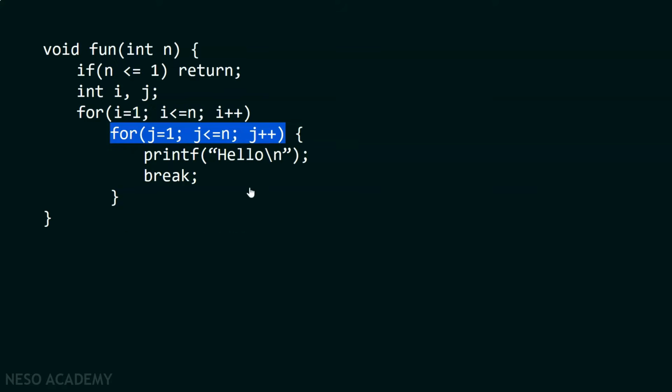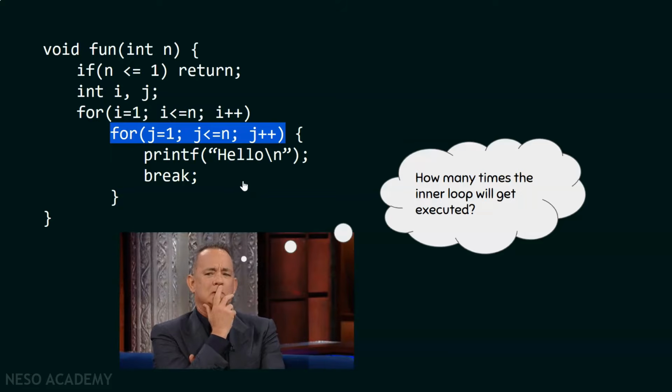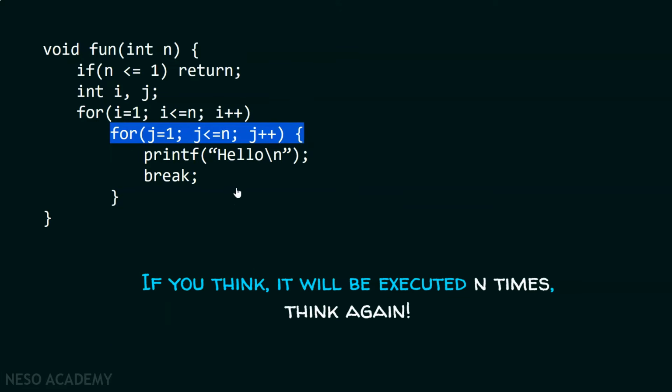Now my question is, how many times will the inner loop get executed? If you think it will be executed n times, then you need to think again. I want you to think about this because this is very important. There are some other statements you need to figure out in this case. Here you can see within this for loop we have a printf function. Obviously it prints hello on the screen, and after that we have a break statement. Now this is interesting. I want you to focus on this break statement.